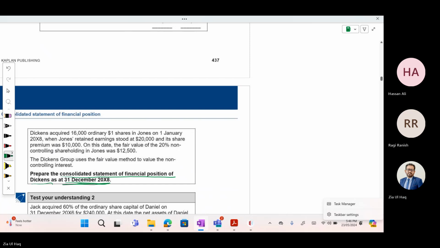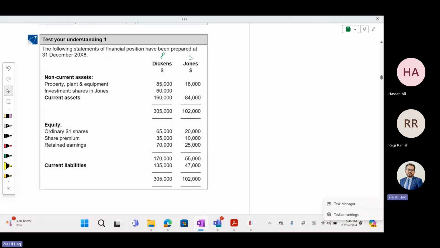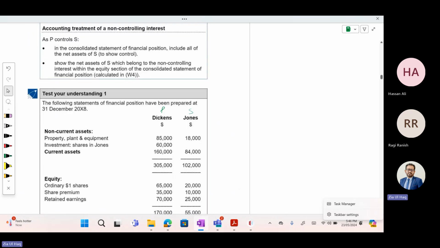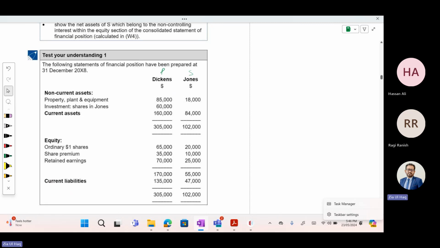They acquired 16,000 ordinary shares, and the value per share is 1, in John's on 1st January 20x8. How many shares does John's have? 20,000. Out of this, they acquired 16,000. Can you calculate the percentage of holding? 80%. How did you calculate this? 16,000 divided by 20,000 multiplied by 100. So we got 80% holding. They acquired this 80% holding. This means the remaining 20% is what?